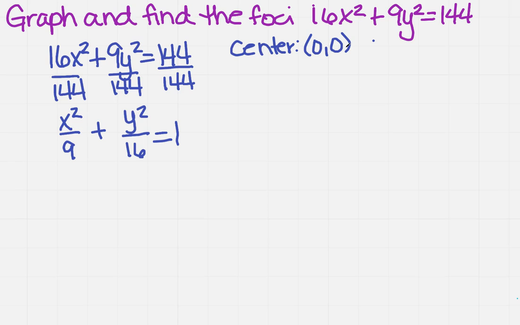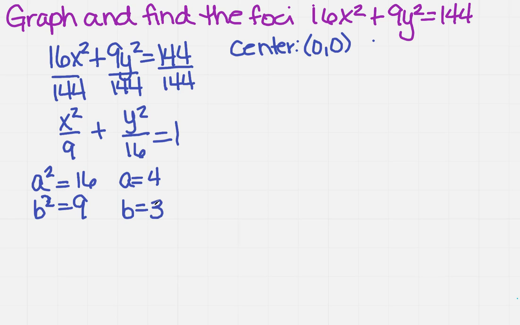Now what about a and b? Remember, a and a squared go with the larger number. So a squared is going to be 16 and b squared is going to be 9. So a equals 4 and b equals 3.